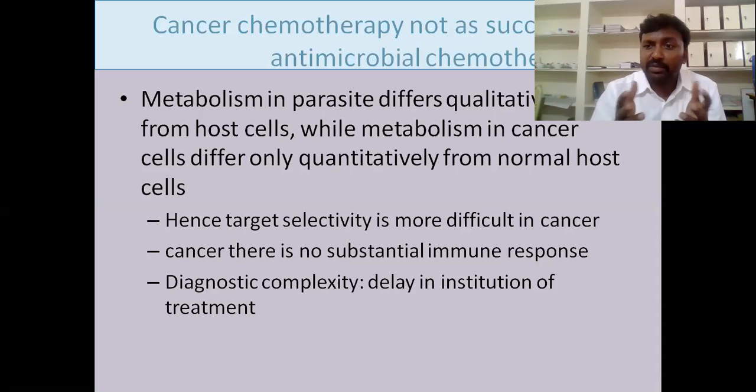But if you take any microorganism disease, within 3 or 4 days we get fever or some illness. It is easy to identify and diagnose infections or diseases caused by microorganisms. But in cancer there is a delay, maybe 6 or 7 months, before we find this person has cancer. That is the major reason why cancer chemotherapy is not successful.